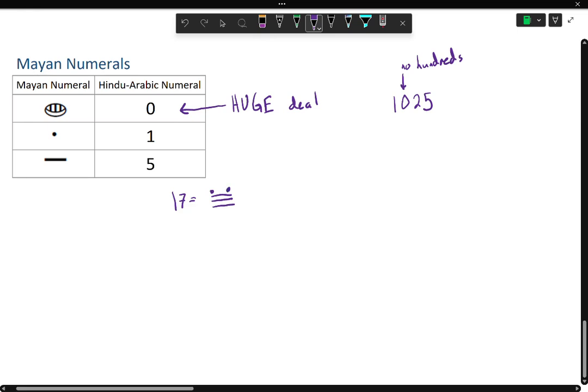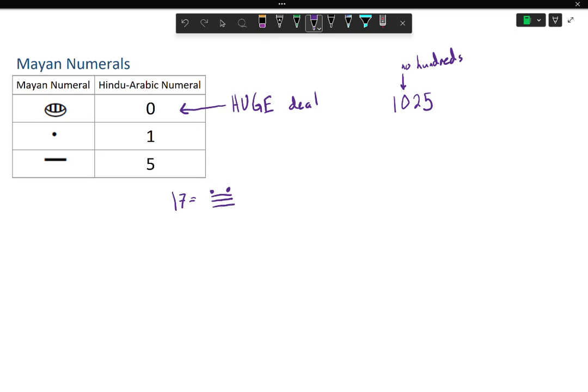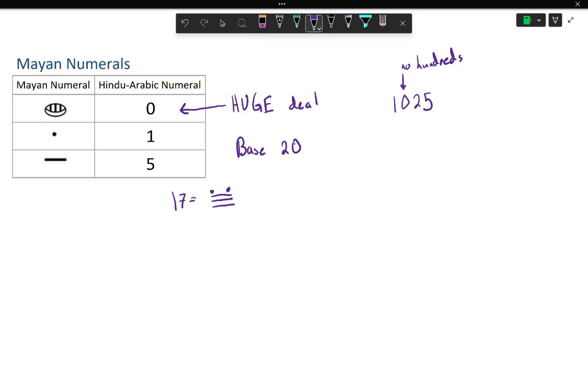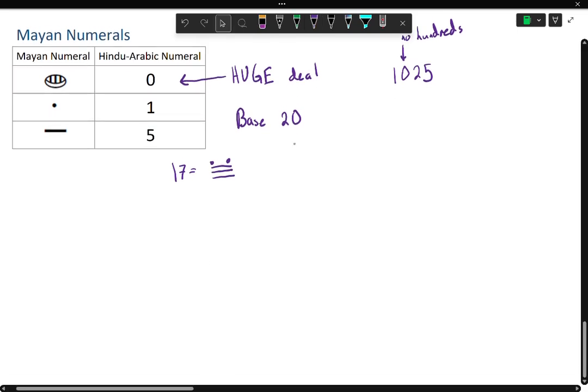Now the Mayans were similar to the Babylonians, so they had a regrouping system, a place value system where they used the same symbols over and over. But they were base 20, or in other words, they moved to a new place value at 20. And unlike the Babylonians, instead of writing it horizontally, they wrote vertically. So let's take a look at some Mayan numerals.